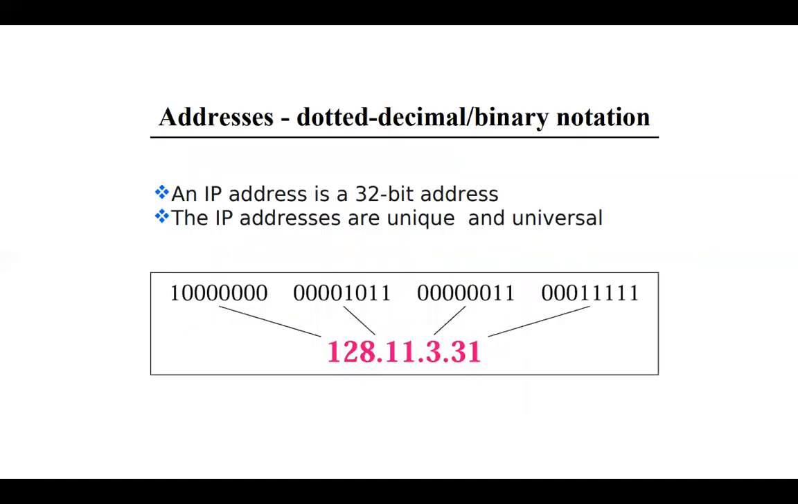This is an example of an IP address. An IP address is a 32-bit address and it is unique and universal. Both of these numbers, this one and this one, are IP addresses. But this one is in binary notation and this one is in decimal, dotted decimal notation. How can you convert between dotted decimal notation and binary notation? Usually we will use the dotted decimal notation.